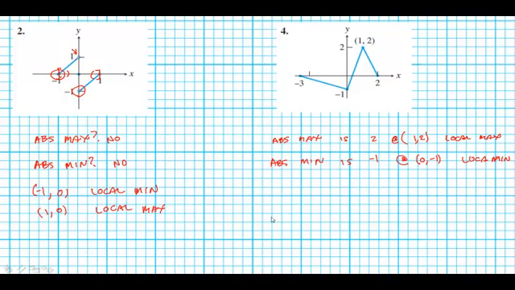Our endpoints both have local maxes and mins, so we could say there's a local, in this case, a local max at -3, 0, and then likewise there is a local min at this spot, which is 2, 0.